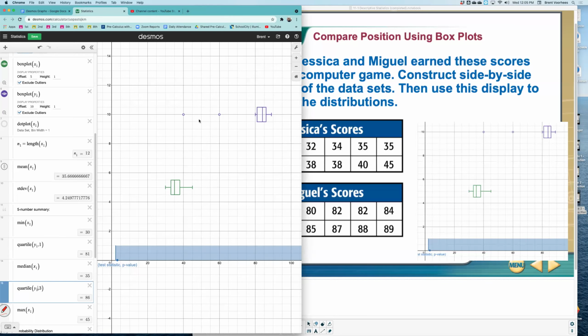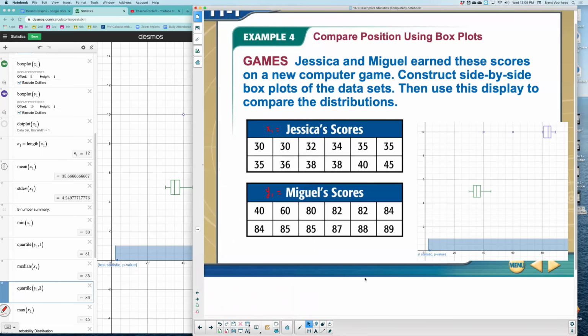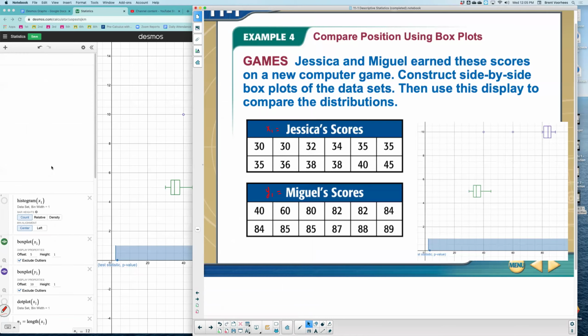So all together, when you start putting this stuff together, that's how you can compare and make generalizations about your data. If you need more than one data set, you just add a row and give it a new variable, which I just called y1.